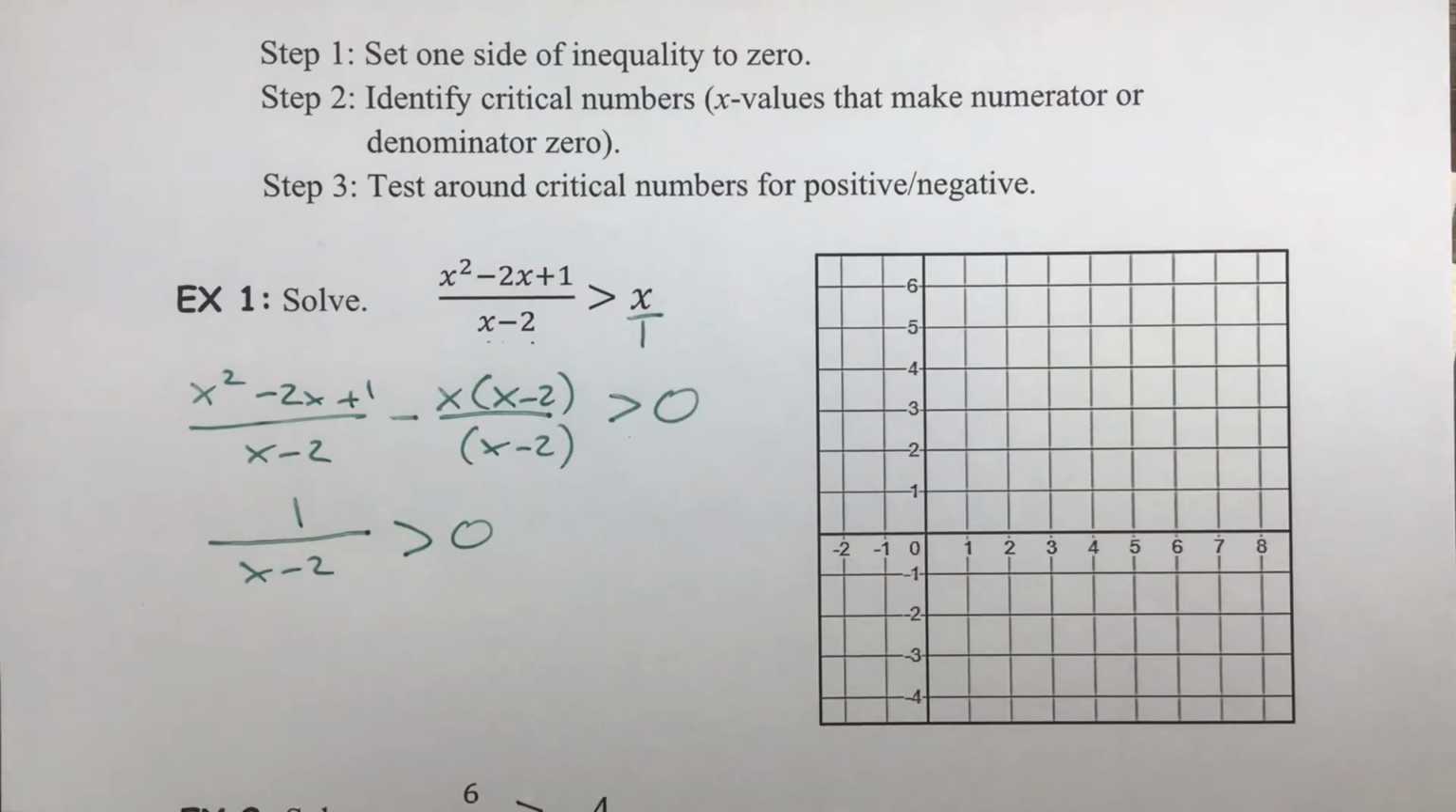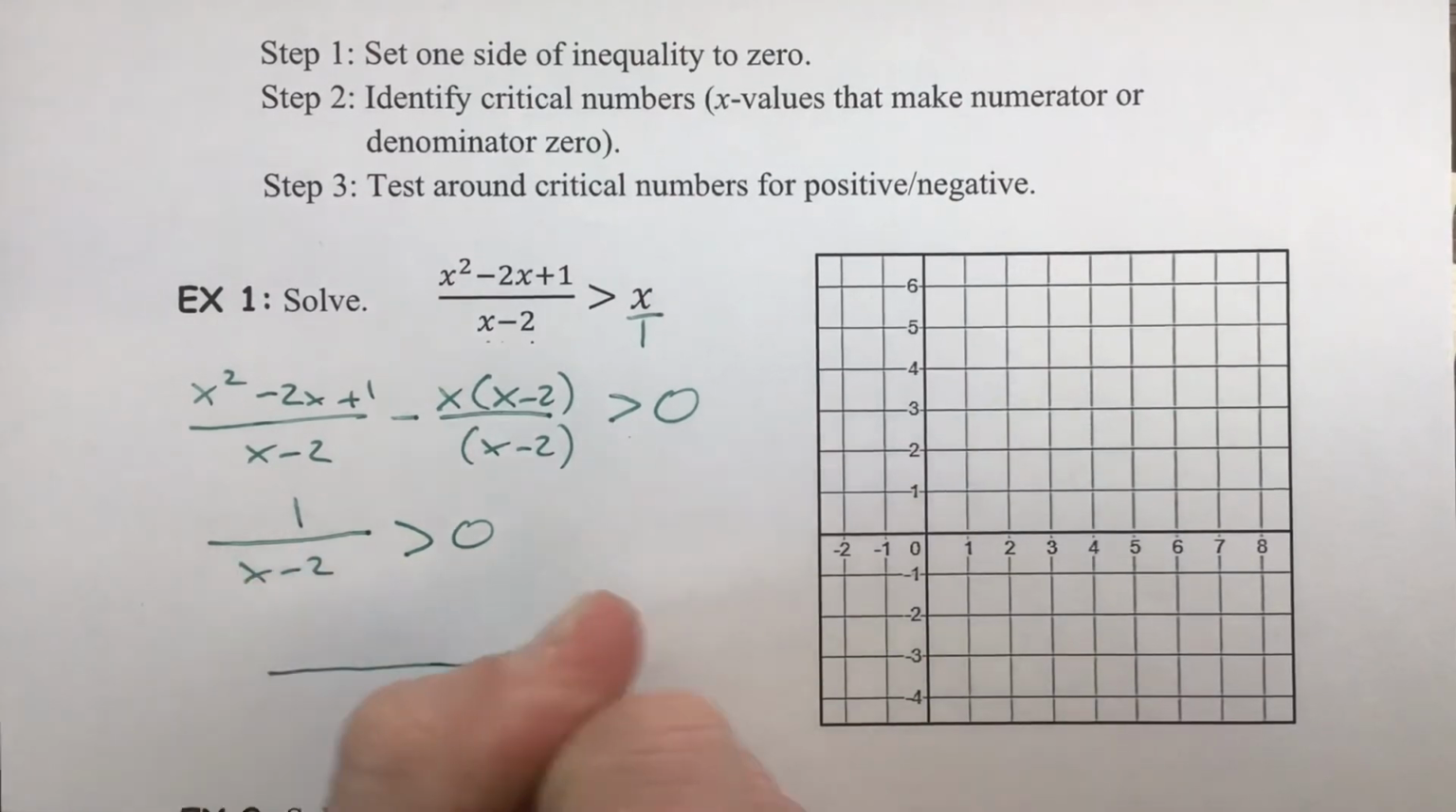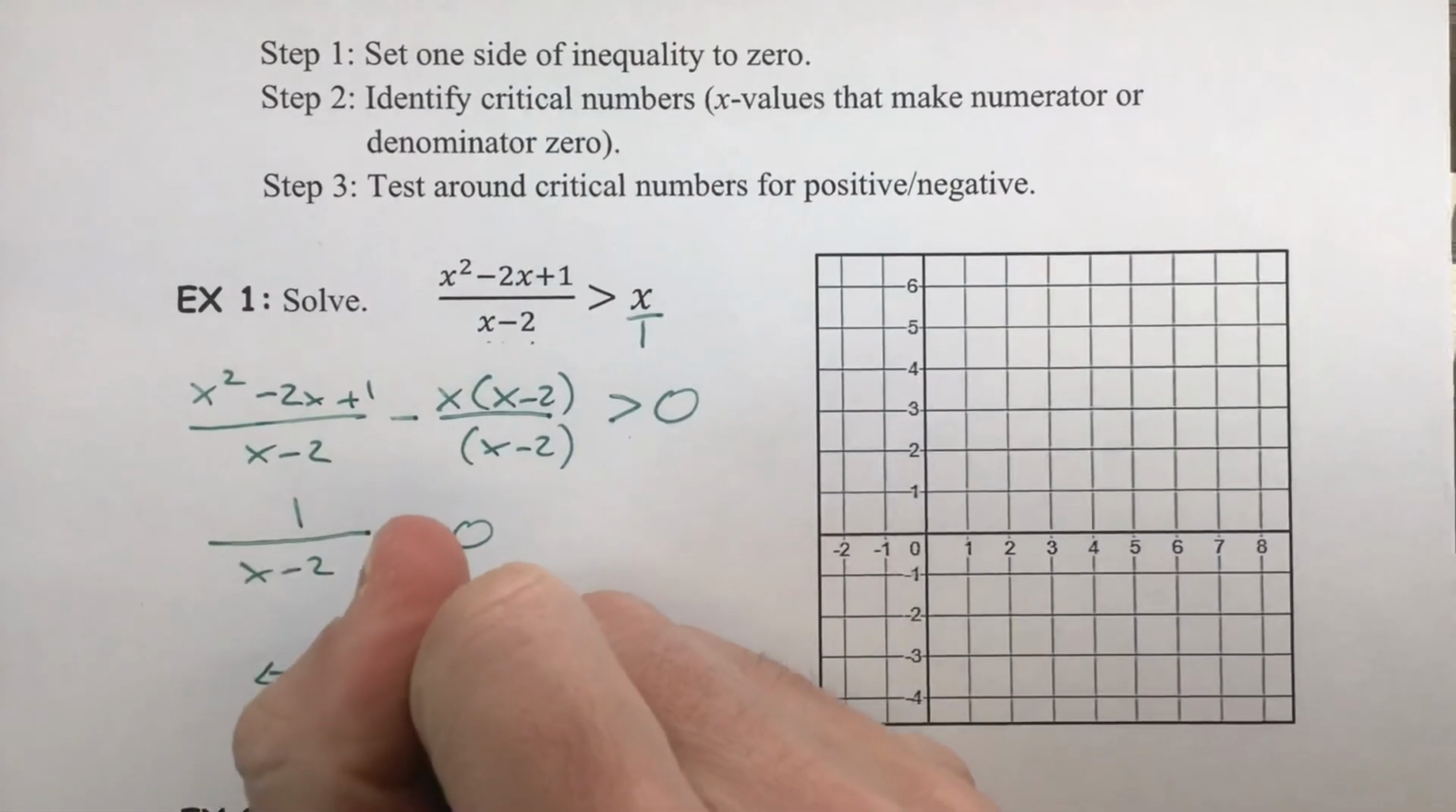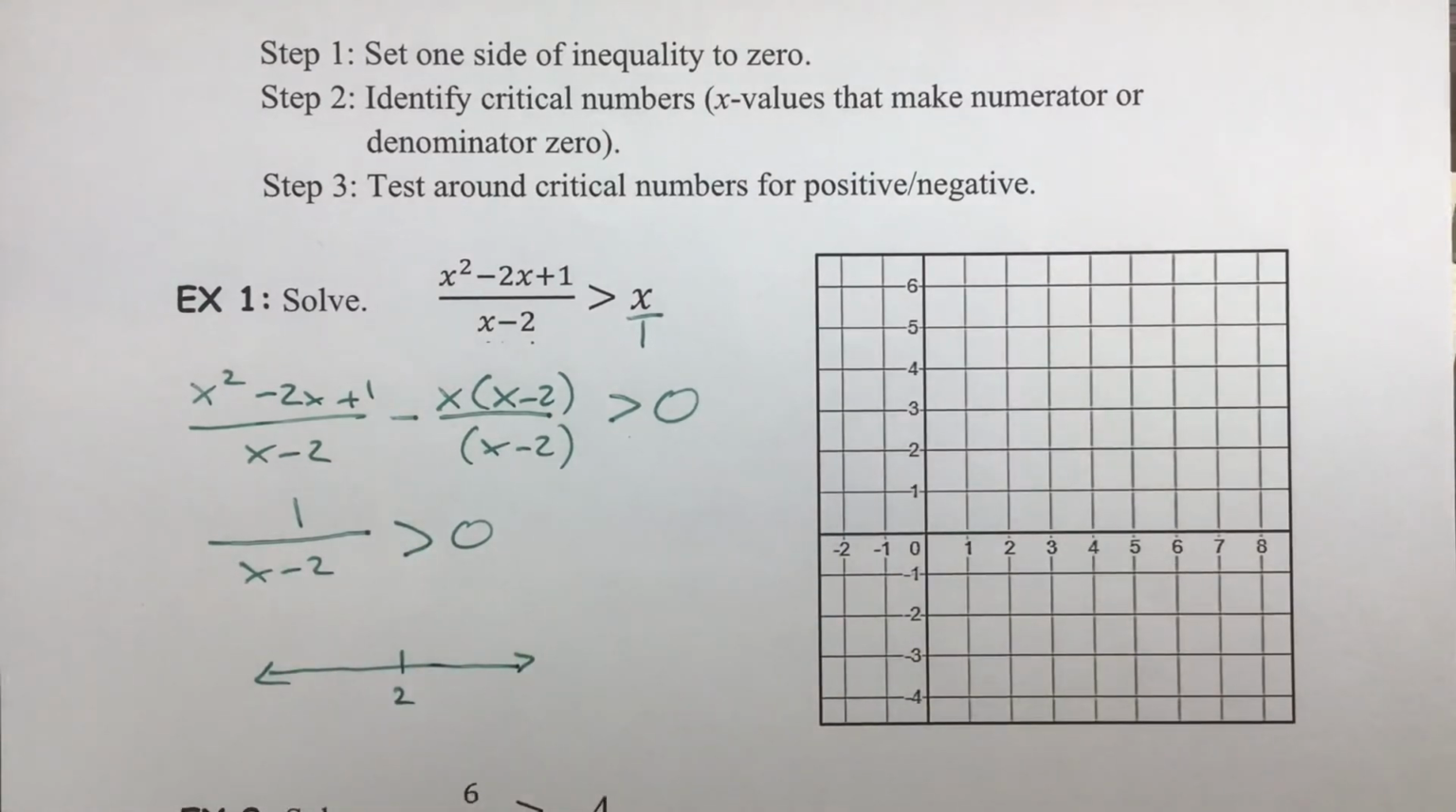So step two, we're going to identify any critical numbers, numbers that would make the numerator or the denominator equal to 0. In this case, the top is only a 1, so there's nothing there. But the denominator, if you were to plug in a 2 here, it would become undefined. And that's going to represent an asymptote when we look at this graphically. So I'm going to draw a little number line here, mark off 2. That is our only critical number. And I'm going to make a note here that 2 is undefined.